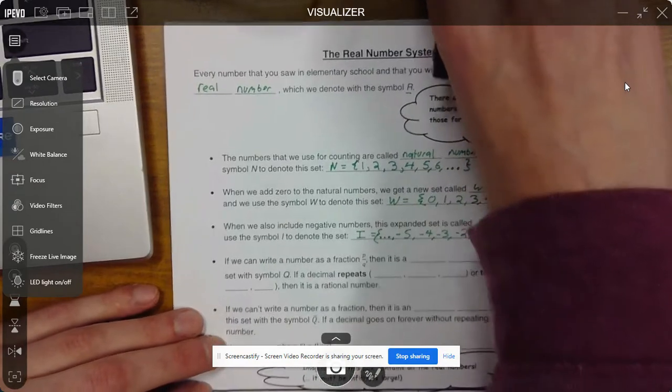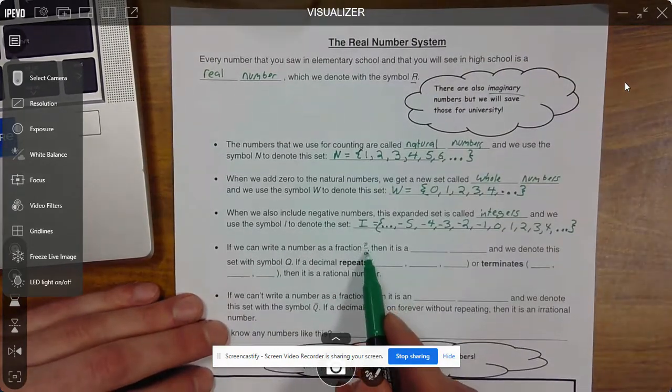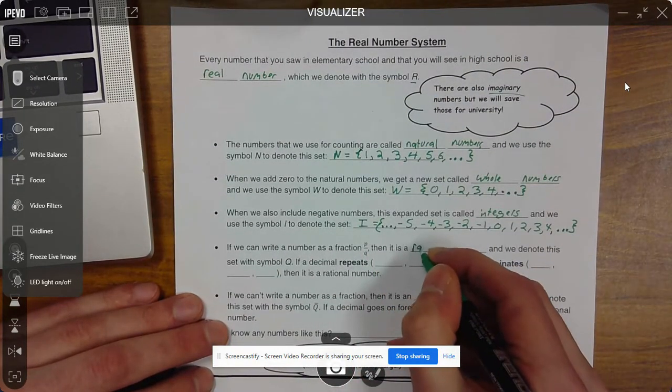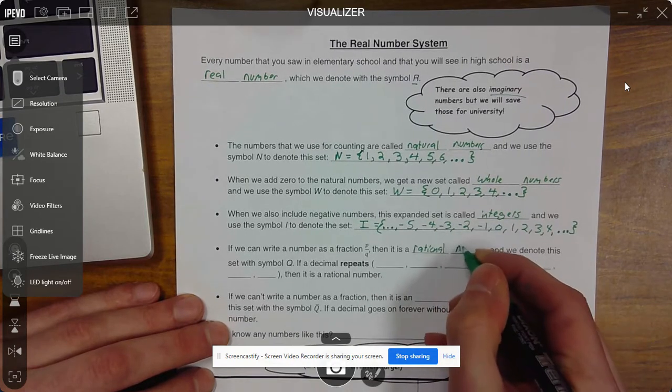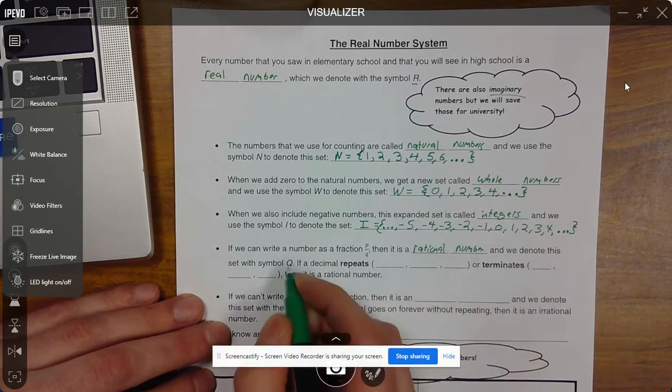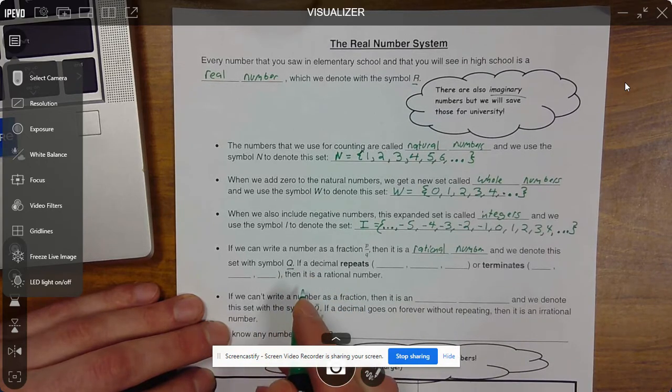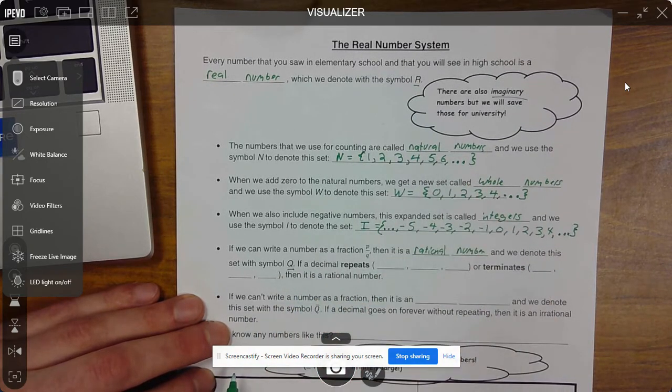If we can write a number as a fraction with a numerator and denominator, we call it a rational number. And we're going to denote that with the symbol Q. Why can't we use R? Well, because I'm already using R for real numbers. And the letter before R in the alphabet is Q. So we're going to use Q for rational.